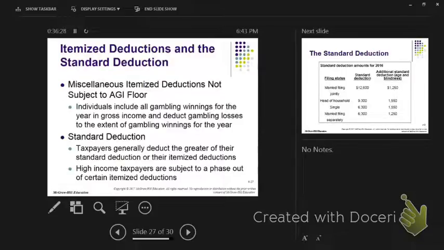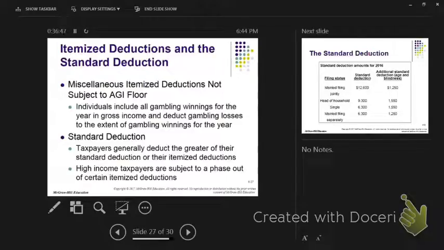So let's say you had $400 of gambling losses and $900 of winnings, but you didn't itemize, then you just get to claim $900 of winnings. So that's the bummer: the only way your gambling losses help you is if you're itemizing. But they go here.